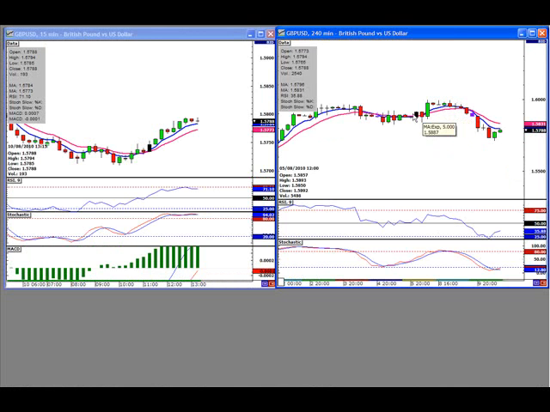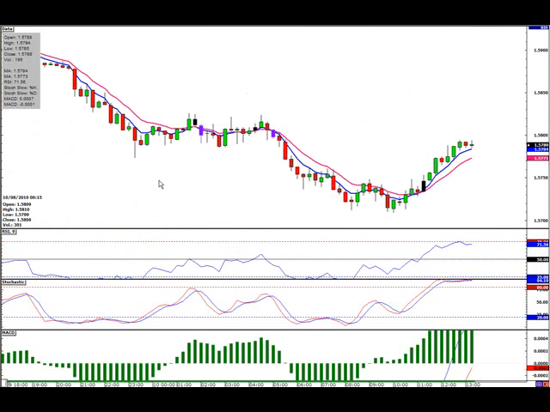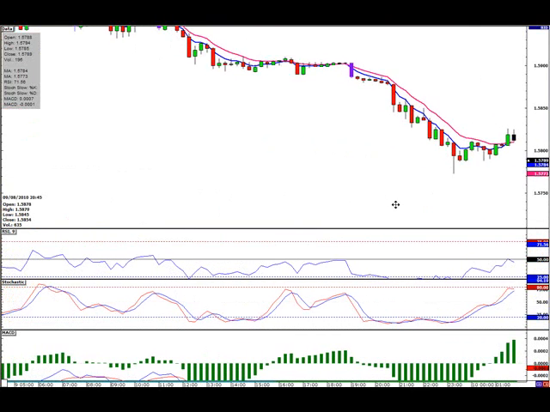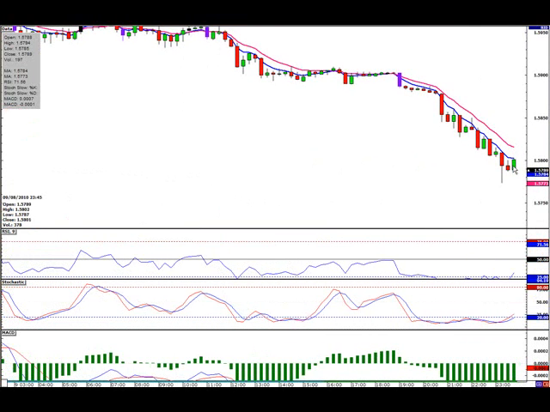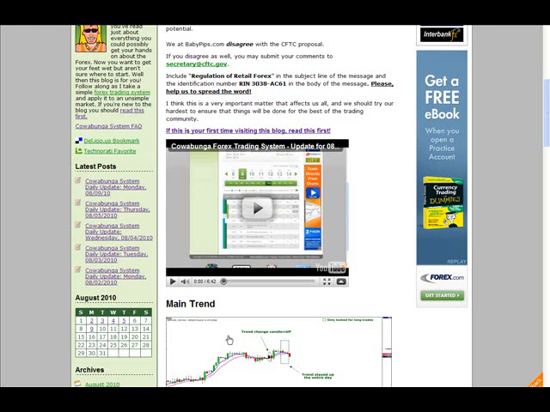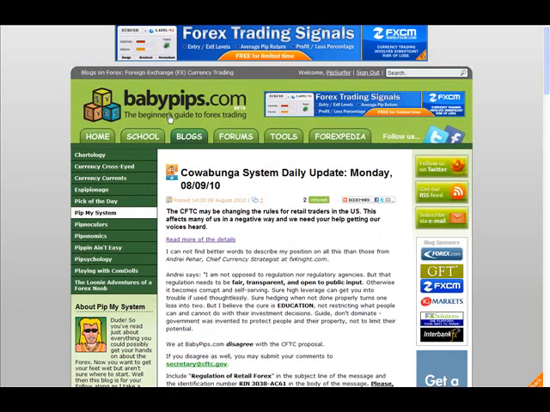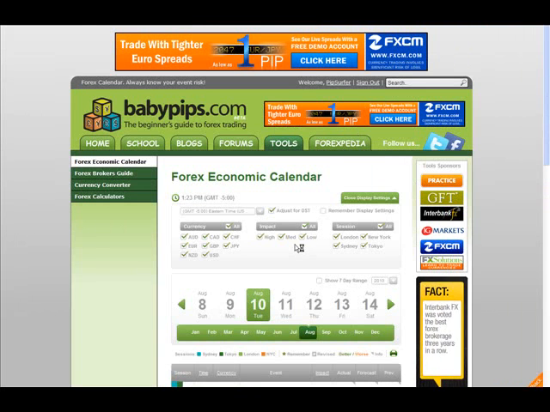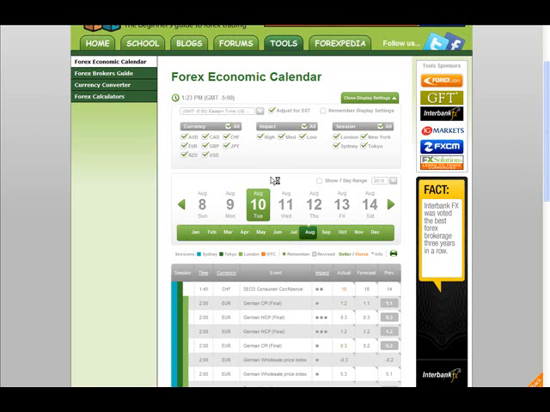Alright, so now that we have our trend, we can go to our 15-minute chart, and I'm going to move this to before midnight. And so this is what my chart looked like before I started trading. But before I begin, I do want to take a look at my news events for the day. So you can go to babypips.com, click on this tools tab, and it'll automatically bring up the news events for the day on our brand new Forex economic calendar.